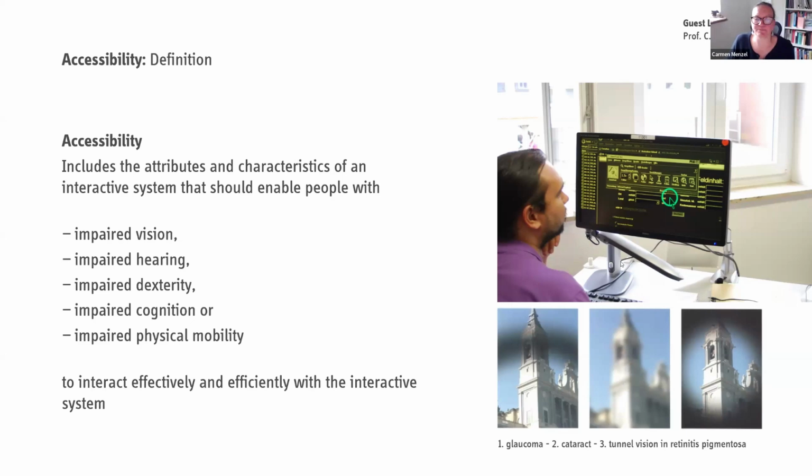And he can do the settings in the way he needs them to interact with the computer and the software being offered in here. Down here, you can see some simulations of vision impairments like glaucoma, cataract, tunnel vision, and retinitis pigmentosa. Doesn't matter how those illnesses are named, but you can see that they are different impairments of vision which can happen. So the range of visual impairment is very, very wide.